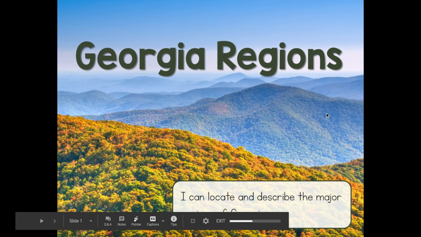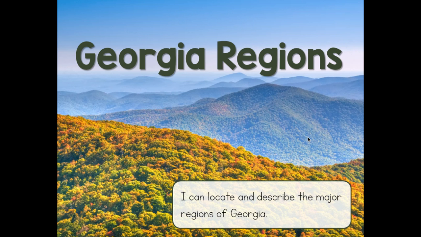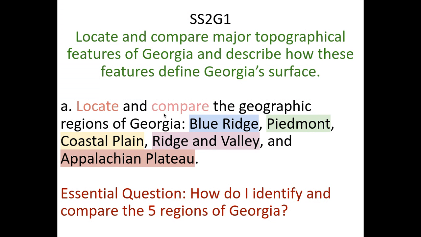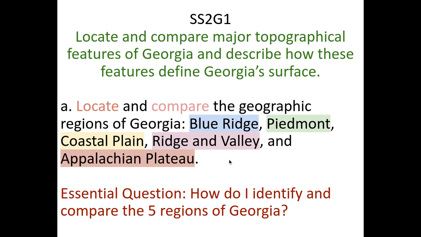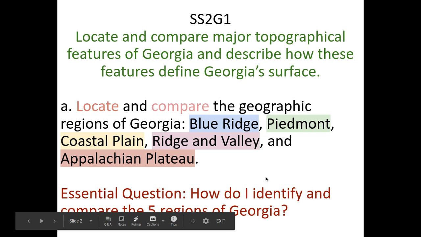Okay, boys and girls, today's our last day to learn about the regions of Georgia. We're going to learn about our last region today. So we are going to learn to locate and describe the major geographical regions of Georgia. All right, our standard says that we can locate and compare the geographic regions of Georgia. Those regions are the Blue Ridge, Piedmont, Coastal Plain, Ridge and Valley, and the Appalachian Plateau.